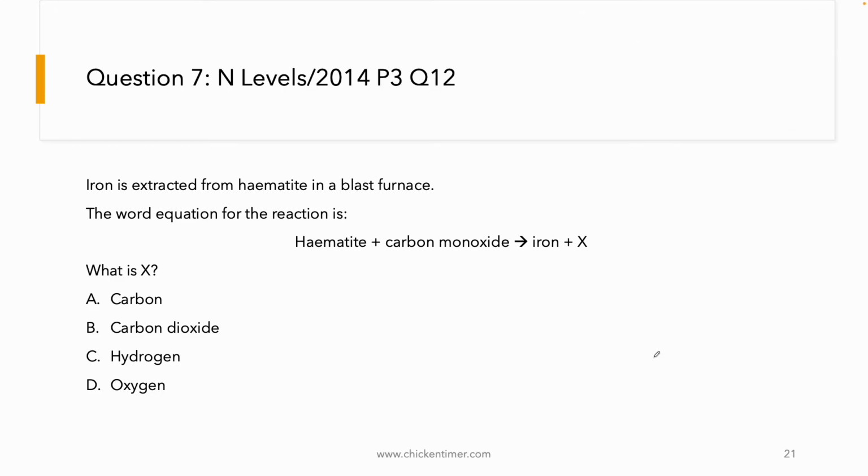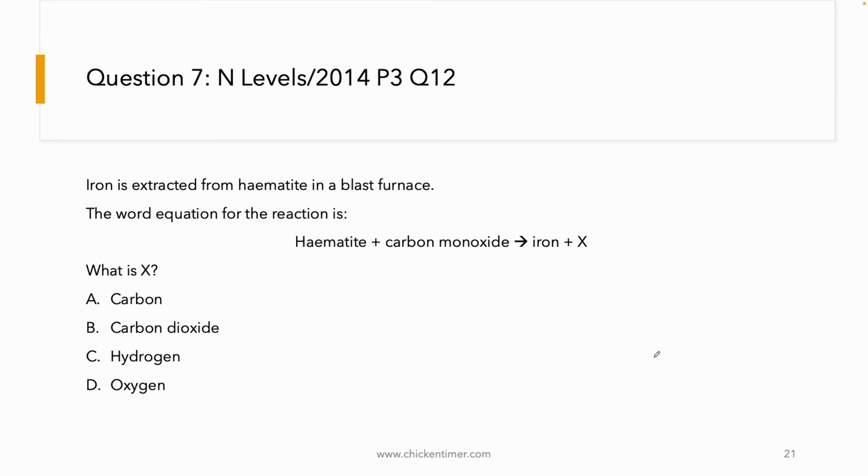So question 7 is another question that you can easily get the answer from the text or from your notes. It's something that doesn't require too much thinking. You can get the answer pretty easily. So in this, it talks about the extraction of iron from hematite in the blast furnace.